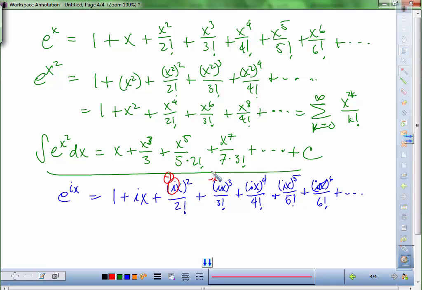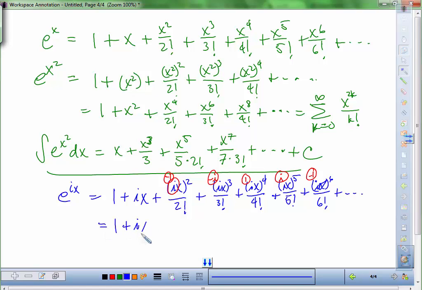i cubed? -i. i to the 4th? Now it's 1. i to the 5th? i times i times i times i times i. It's basically 1 times i, which is just i. i to the 6th? It's a pattern. -1. So I'm going to replace those coefficients. Meanwhile, the powers just go x squared, x cubed, x to the 4th, x to the 5th, x to the 6th, right?